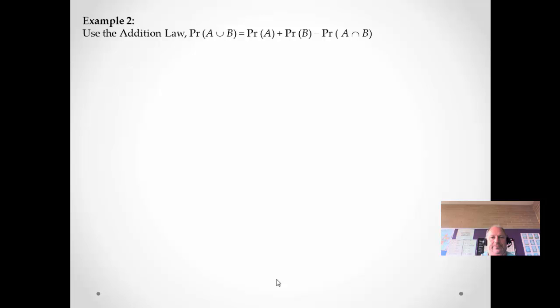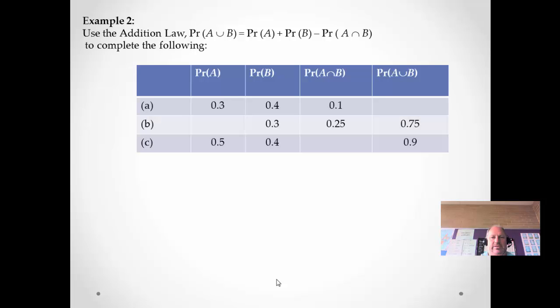Example 2. There's the addition law. We're asked to use the addition law to complete this table. For the first one, we're told the probability of A is 0.3, the probability of B is 0.4, and the intersection is 0.1. If we follow the addition law to find the probability of A union B, then we go 0.3 plus 0.4, take away 0.1, which would be 0.6. In this case, we're given the answer, so on the rule we'd put 0.75 there.